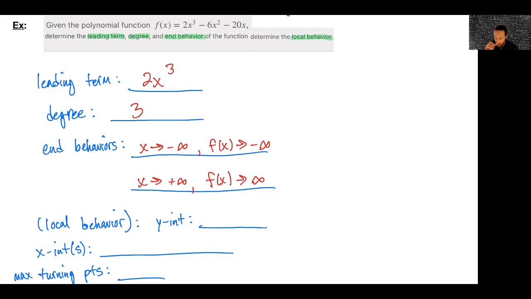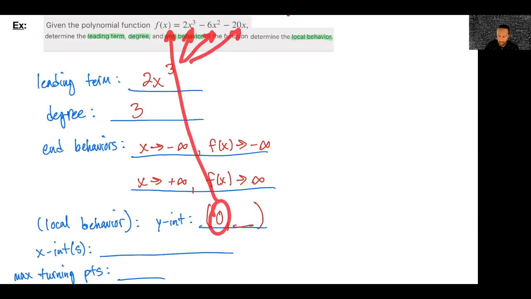Okay, now what about our local behavior? How would we find our y-intercept? Well, if I want to know what my y is, I will let x be 0 and then find it. The beauty of it is, it already tells us what y is equal to. All we need to know is what x is. So we plug in our 0 for x everywhere we see one, and you can see that all of this would wipe out to be 0. We're at the origin, (0, 0).